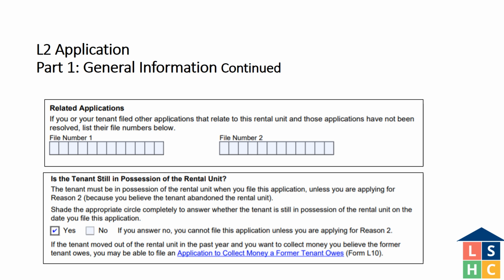You can only file the L2 application based on the N5 if the tenant is still in possession of the rental unit. If the tenant has moved out of the rental unit, you will need to file the L10 application instead.